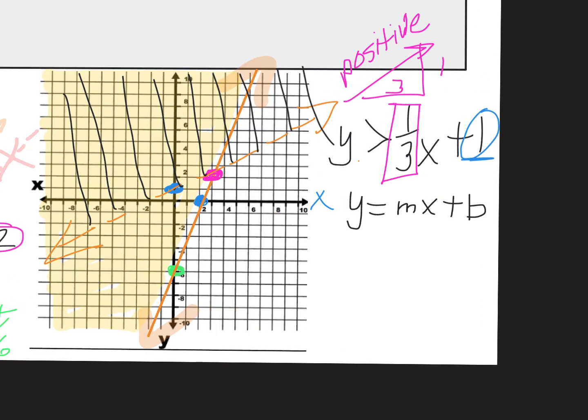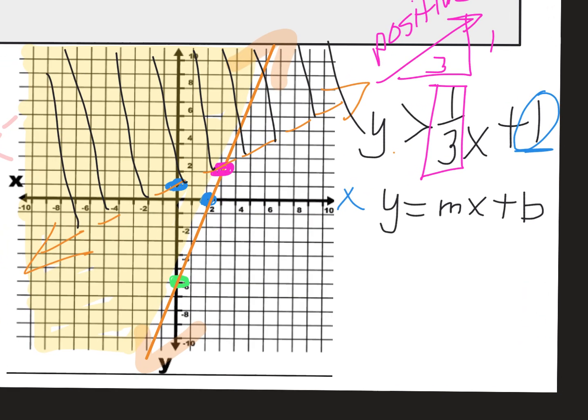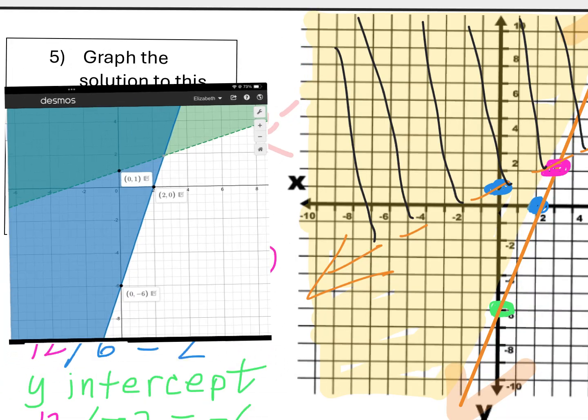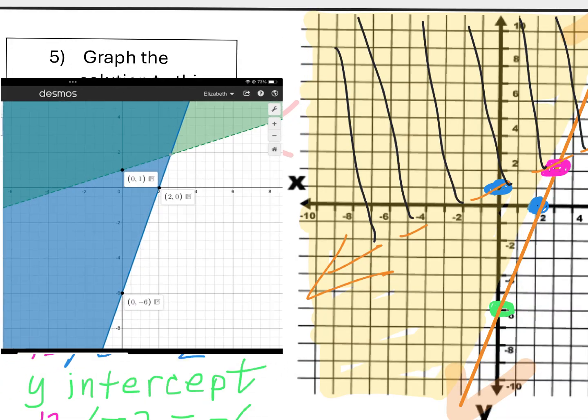So this is what the inequality will look like graphed. Remember that you can also type it into that Desmos calculator, and you can see here that my shaded region where they overlap also matches the darker part of the Desmos calculator.